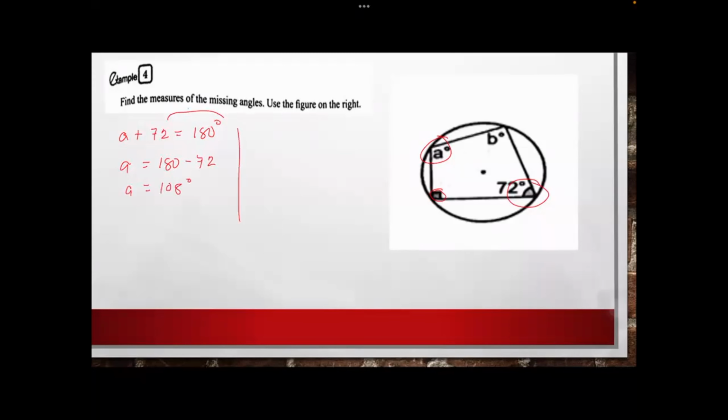On the other side, supplementary naman itong B at saka ito. So, magkakaroon tayo ng B plus the value of the small square, which is 90, is equal to 180 degrees. So, B is equal to 180 minus 90. So, B is equal to 90 degrees. So, yan po yan.